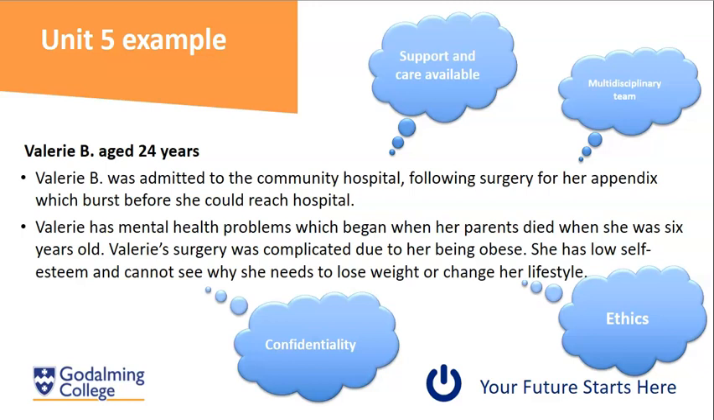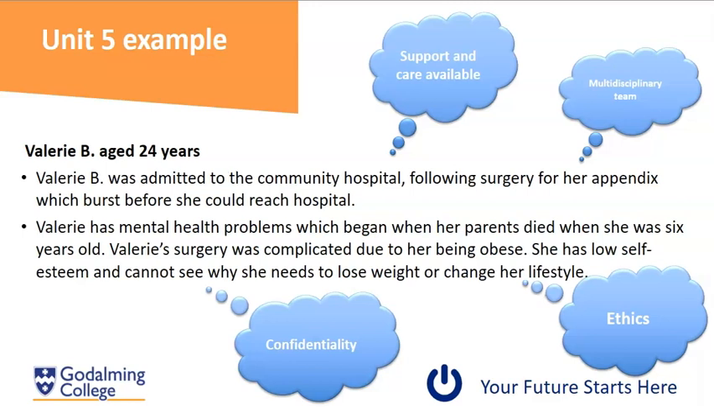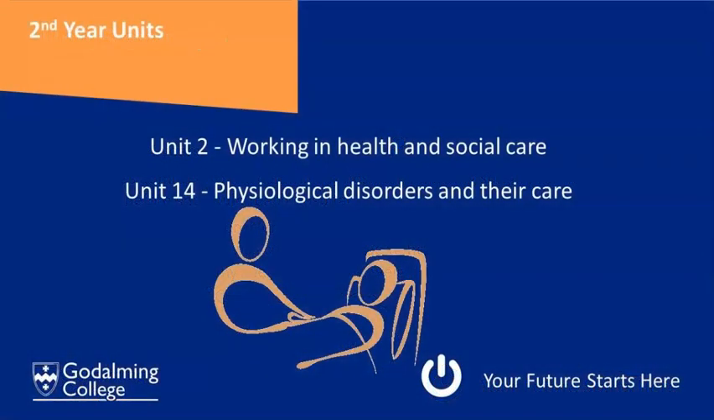So you'll be looking into what support and care is available for Valerie, how a multidisciplinary team can work together to best support her, any ethical issues that might arise with this support, and how teams will have to manage confidentiality. Your answers to these scenarios will form part of your assignment for Unit 5.